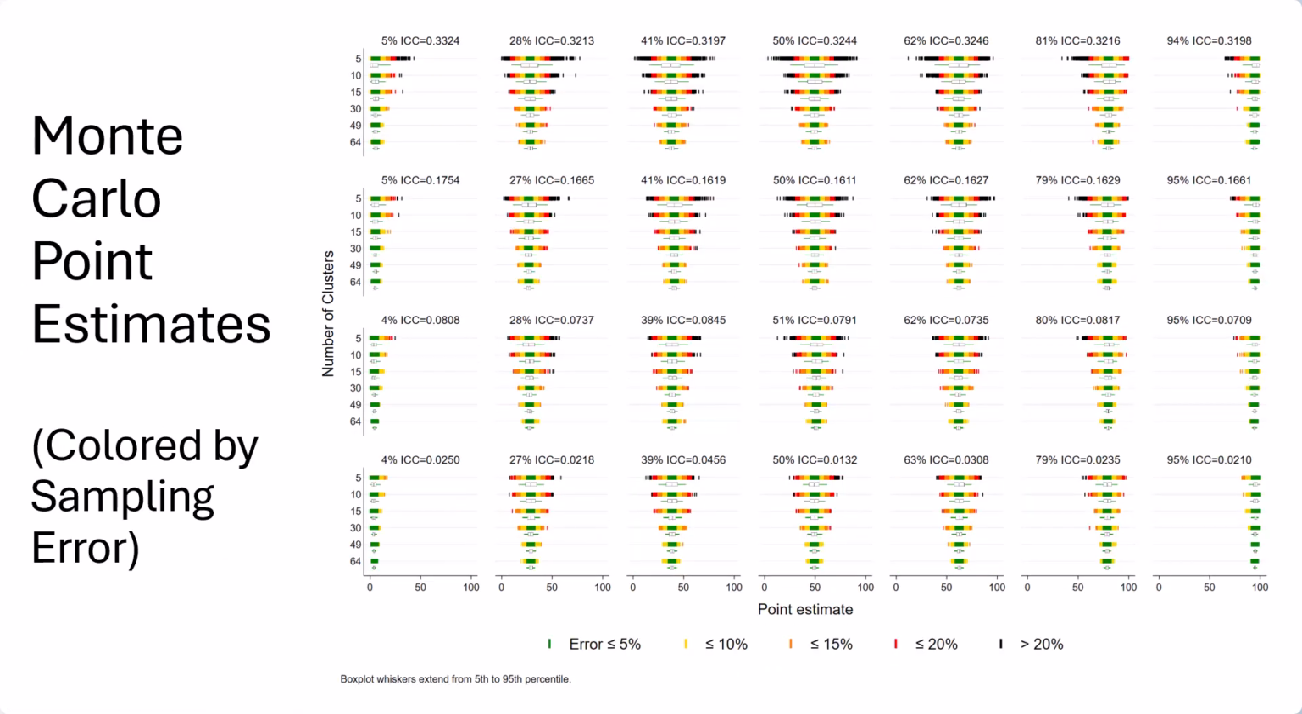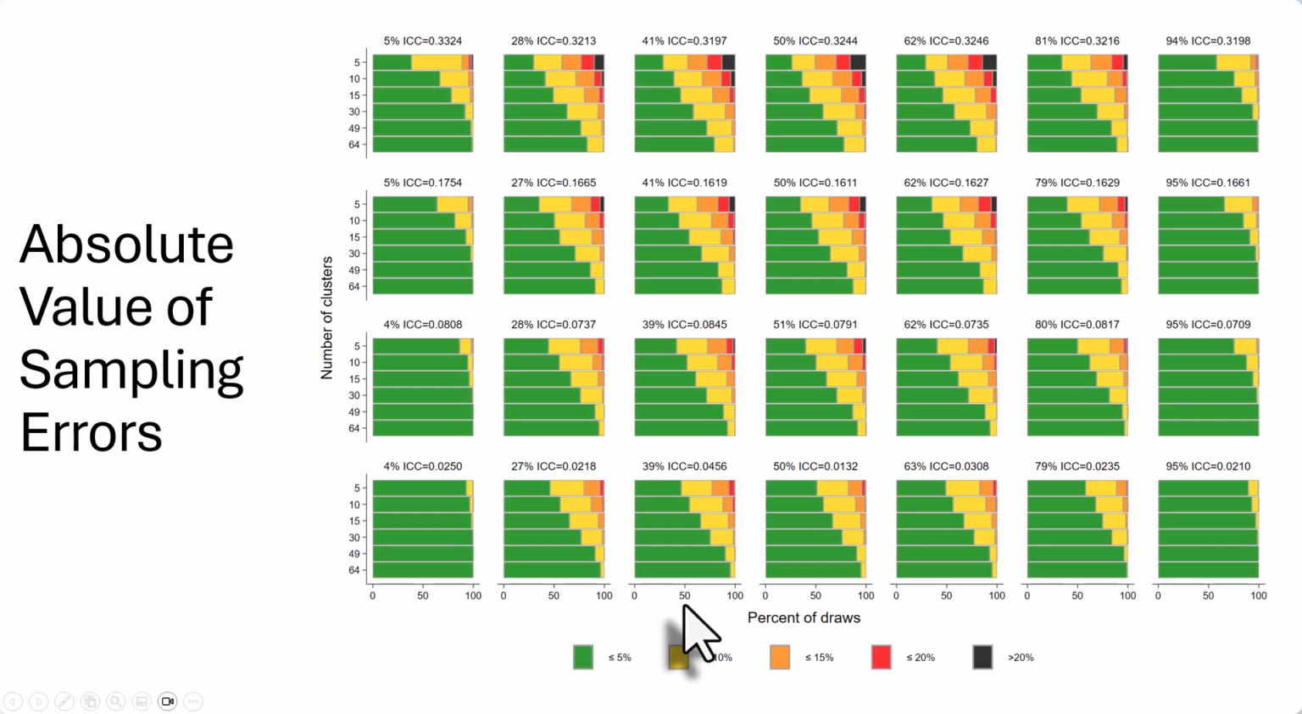In this representation, we've stacked many observations on top of each other. If we want to say, well, what percentage of the observations are stacked here in green? These are the same outcomes, but now we're showing them spread out in a stacked bar chart. So we see here that with 64 clusters and low heterogeneity, even when coverage is 50%, which is where things are most variable, nearly all of the samples are within 5% of the truth. And then as we go down in the number of clusters here, we get to the point where with only 5 clusters, only half of the estimates are within 5% of the truth.